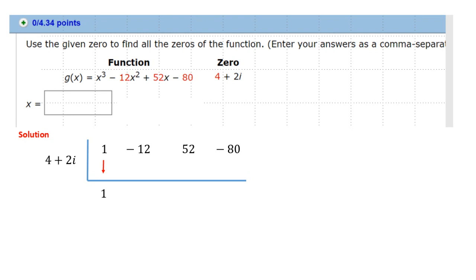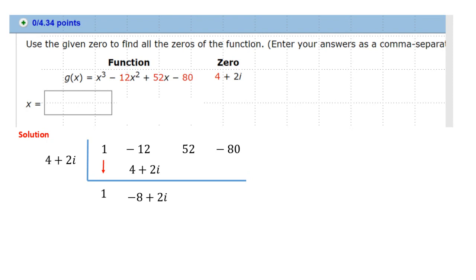So let's go ahead and apply synthetic division. I bring down the 1. So 4 plus 2i times 1 is just going to give me 4 plus 2i. When I add the -12, this -12 doesn't have a complex part, it's just a real number, so I add real with real. There's no imaginary; you can think of it as plus 0i. So -12 plus 4 is -8, and 0i plus 2i is 2i.